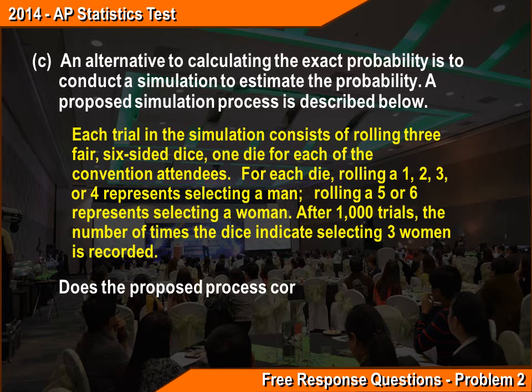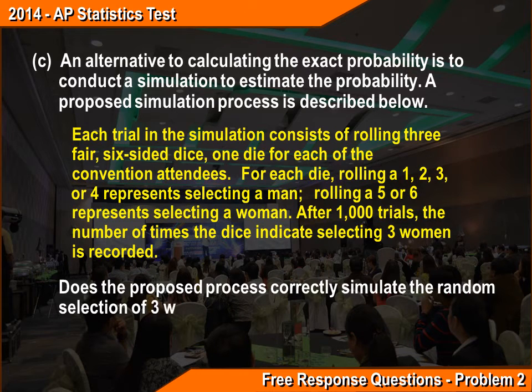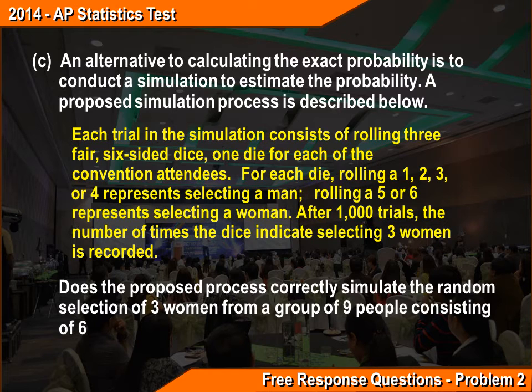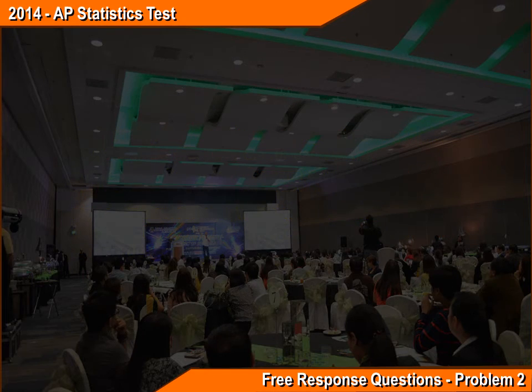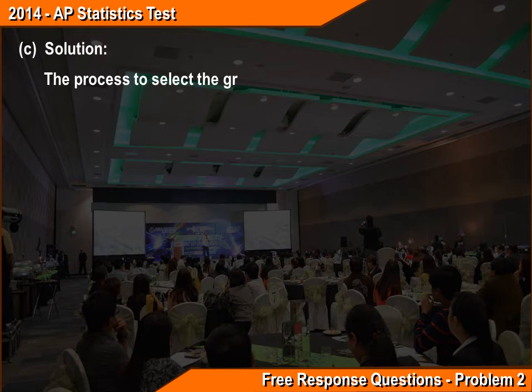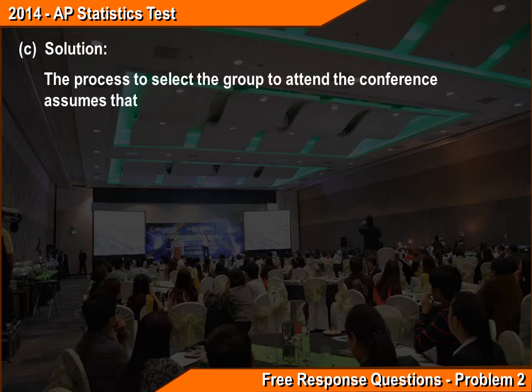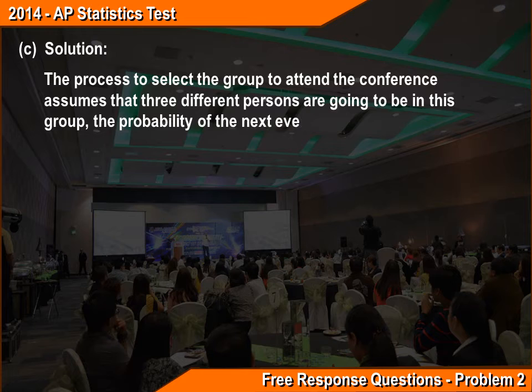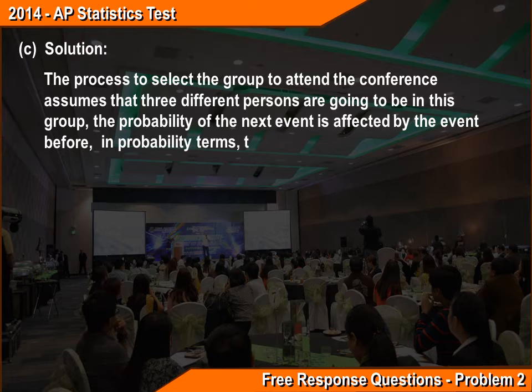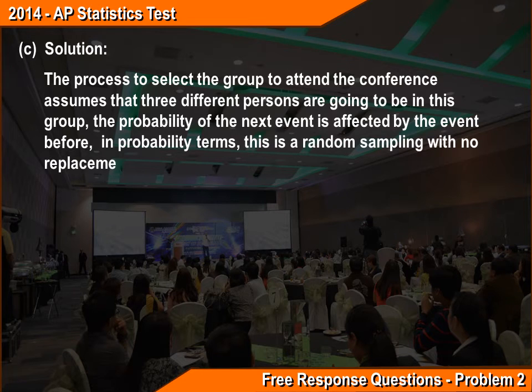Does the proposed process correctly simulate the random selection of 3 women from a group of 9 people consisting of 6 men and 3 women? Explain why or why not. To answer this question, we have to consider that the process to select the group to attend the conference assumes that 3 different persons are going to be in this group. Then, the probability of the next event is affected by the event before. In probability terms, this is a random sampling with no replacement.